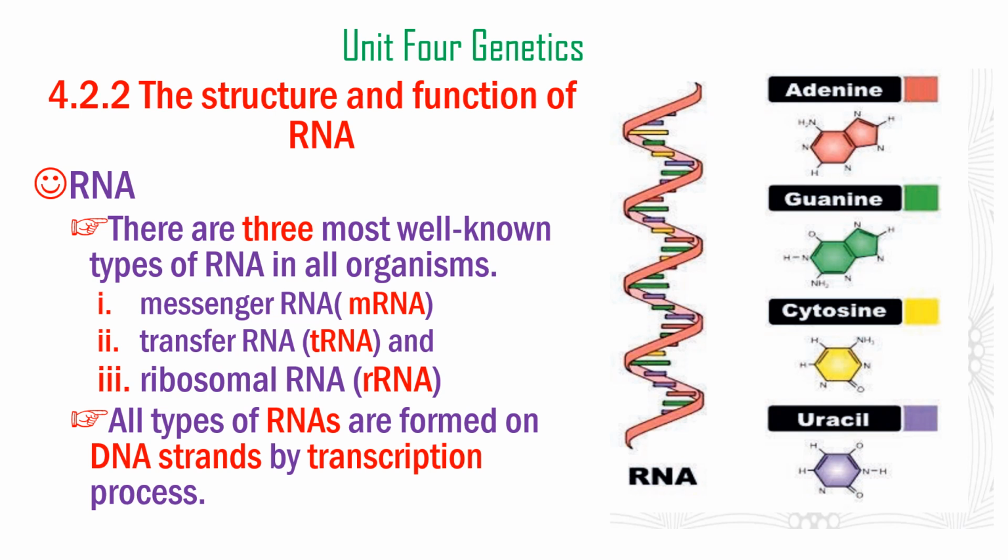So, for RNA, there are three most well-known types: messenger RNA, abbreviated as mRNA, transfer RNA, abbreviated as tRNA, and ribosomal RNA, abbreviated as rRNA. All types of RNA are formed on DNA strands by the transcription process.